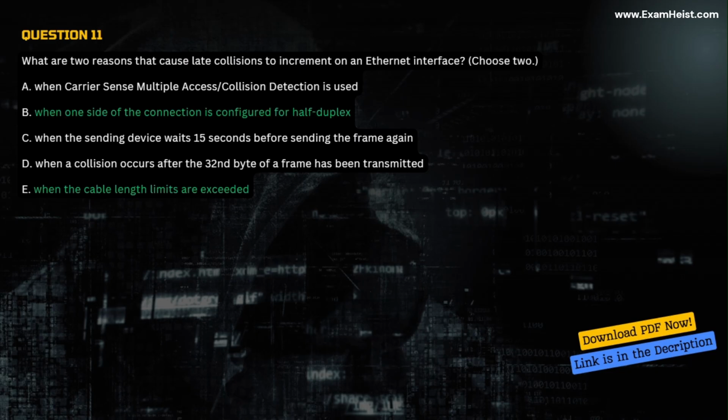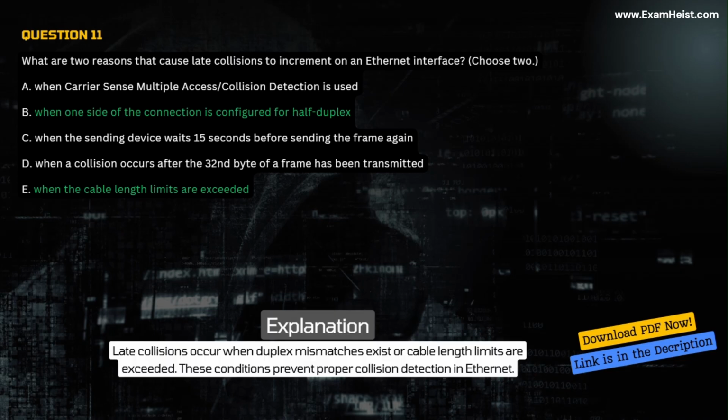Correct answer B and E. When one side of the connection is configured for half duplex. When the cable length limits are exceeded. Explanation. Late collisions occur when duplex mismatches exist or cable length limits are exceeded. These conditions prevent proper collision detection in Ethernet.